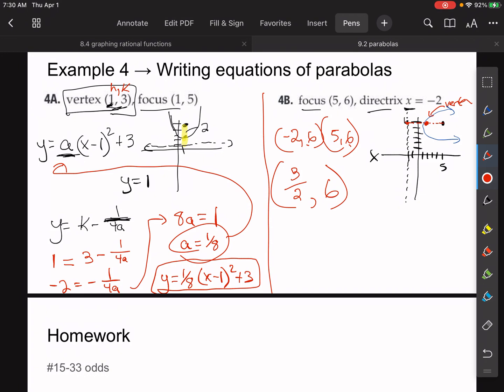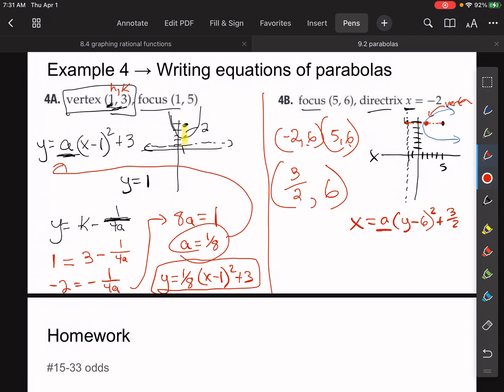So now I know, and since this thing's opening left to right, this is going to be an x equals, and then it's going to be a whatever makes the y value go to 0. So this is going to be y minus 6 squared plus 3/2. Remember that the h and the k switched when we switched the x and the y axis, so we do the opposite of what we're used to. But I still have to find a.